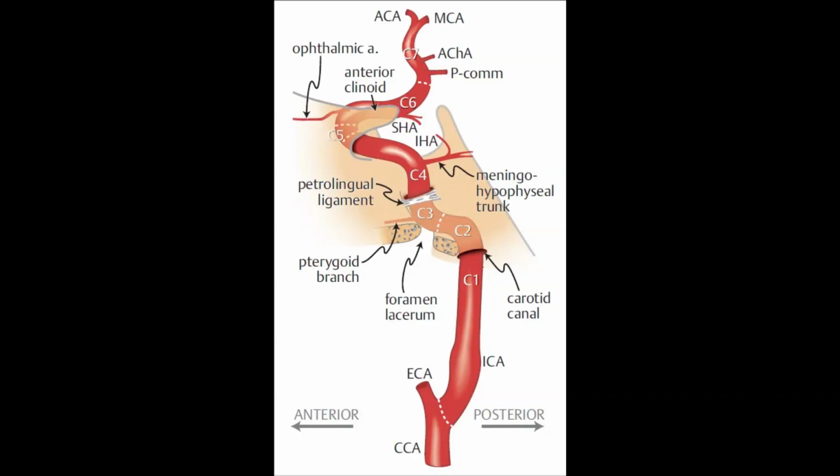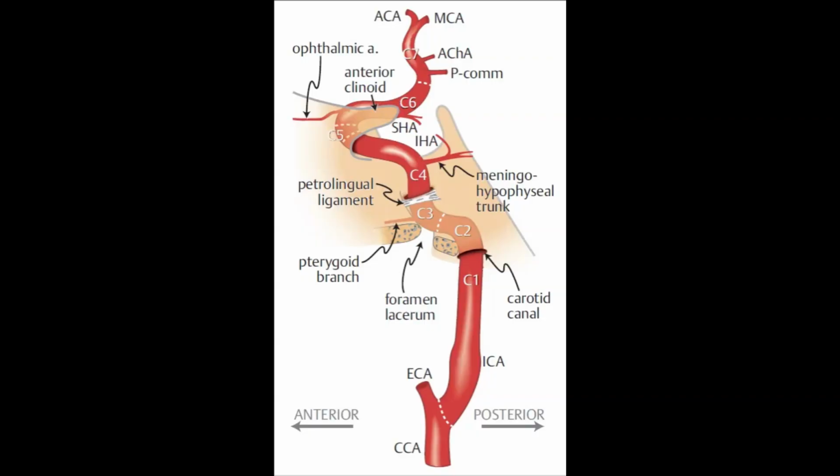The internal carotid artery arises at the bifurcation of the common carotid into the external carotid and internal carotid arteries. The internal carotid artery has 7 segments. They are named C1 through C7.